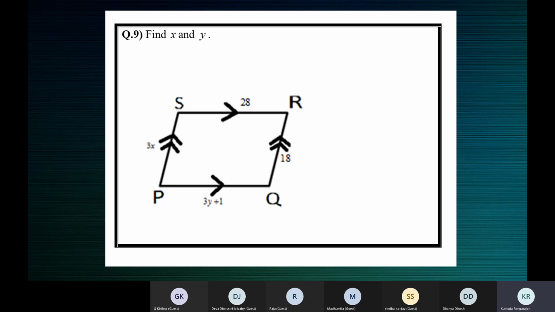So the property we used to find the values of X and Y is that in a parallelogram, opposite sides are equal. So 3x is equal to 18. That's an equation. You solve that equation and you find the value of x. Again, 3y plus 1 is equal to 28. Opposite sides are equal. On solving that, we find the value of y. Correct? Yes, ma'am.